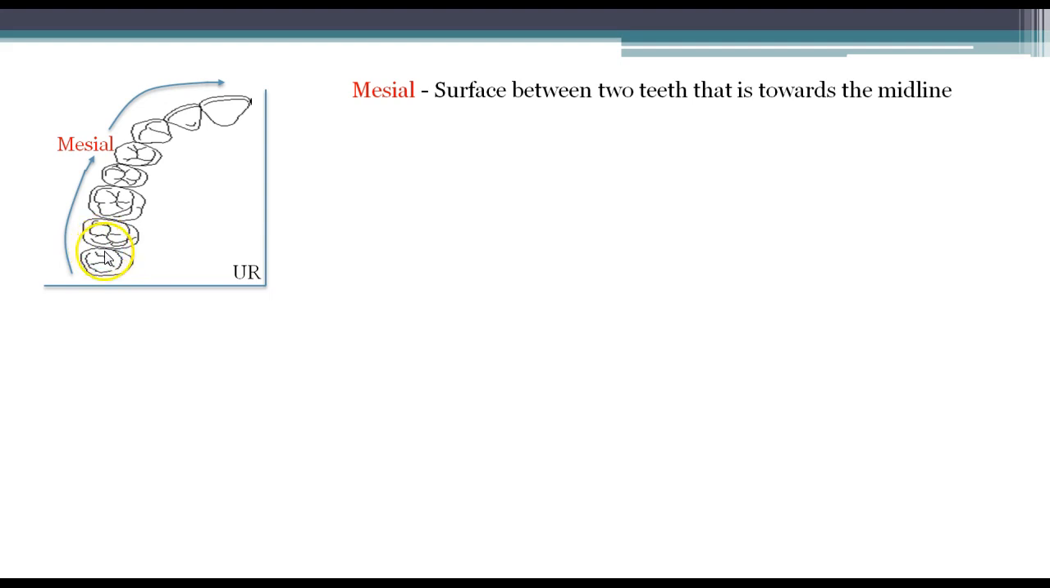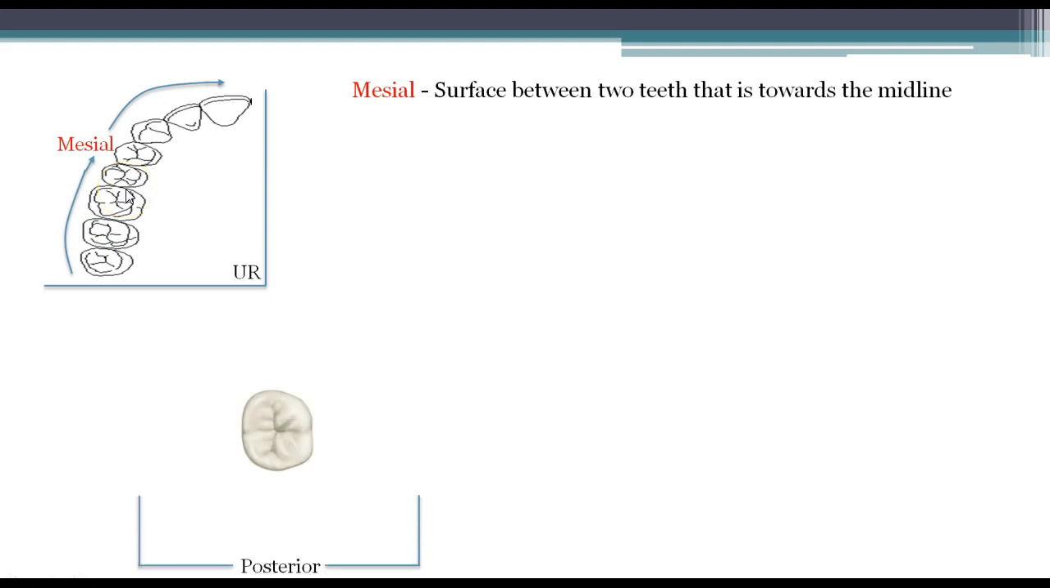The side of this third molar over here, that is going to be called the mesial because it's going towards the midline. Mesial is the surface of a tooth that is going towards the midline. So each tooth has a mesial. It'll be on this side of the tooth. For this one, it'll be on this side. For this one, it'll be on this side. For first molar, on this side.